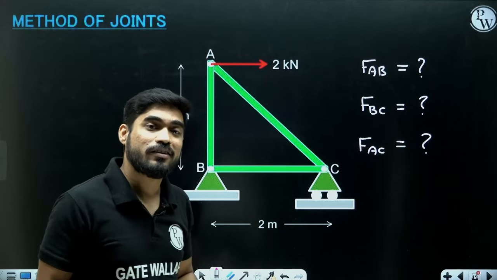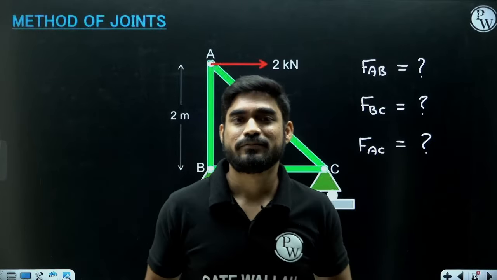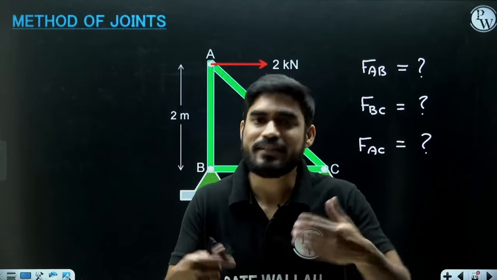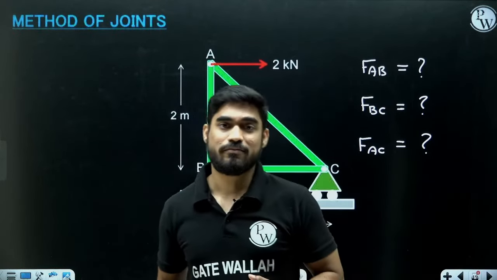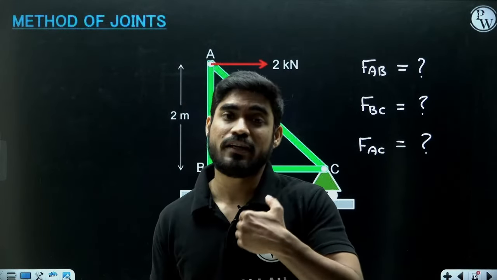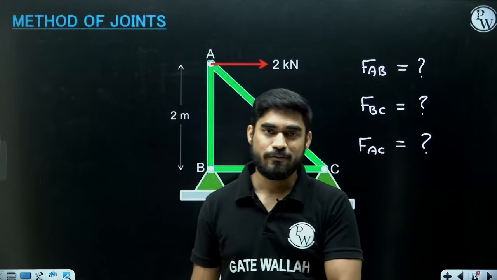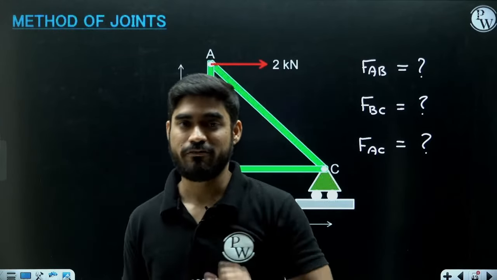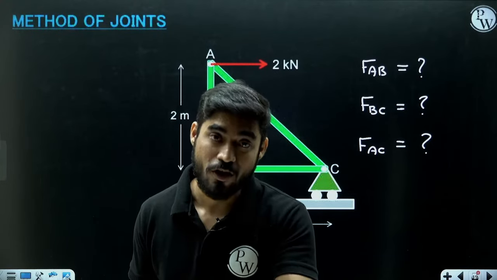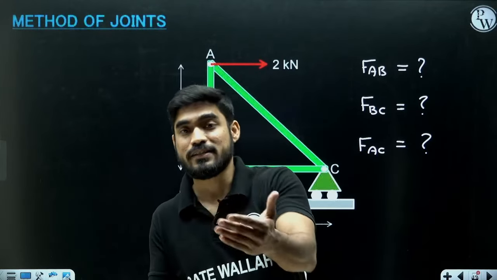Now, right now you don't know whether the force in AB is tensile or compressive. So what are you going to do? You are going to assume. Let's assume that the force is tensile. If I get a positive answer, my assumption is correct. The force is tensile. If I get a negative answer, my assumption is wrong. The force is compressive. Same goes with assuming compression. If you are assuming compression and you are getting a positive answer, it means your assumption is correct. The force is compressive. And if you are assuming compression and you are getting a negative answer, it means your assumption is wrong. The force is tensile. So it depends upon your assumption, whether positive is tensile or negative is tensile.